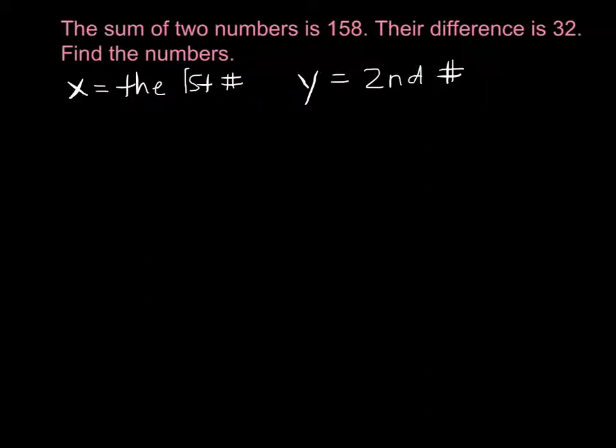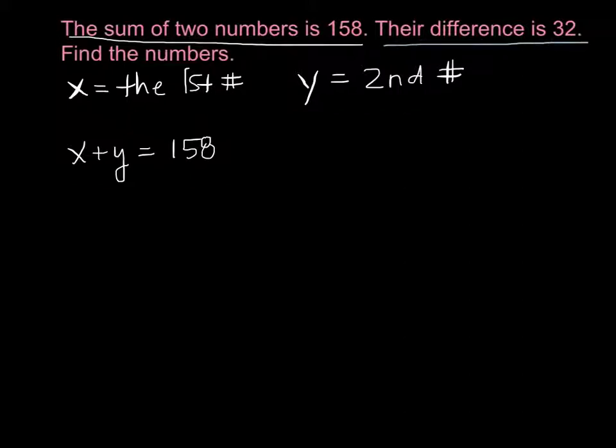Now it says here that the sum of the two numbers is 158. Sum means addition, so we're going to take our two numbers x and y, add them together, and it equals 158. My second sentence says their difference is 32. Difference means subtraction, and because I didn't say which one was the bigger number, it doesn't really matter. I can subtract in any order. So I'm going to say x minus y equals 32.